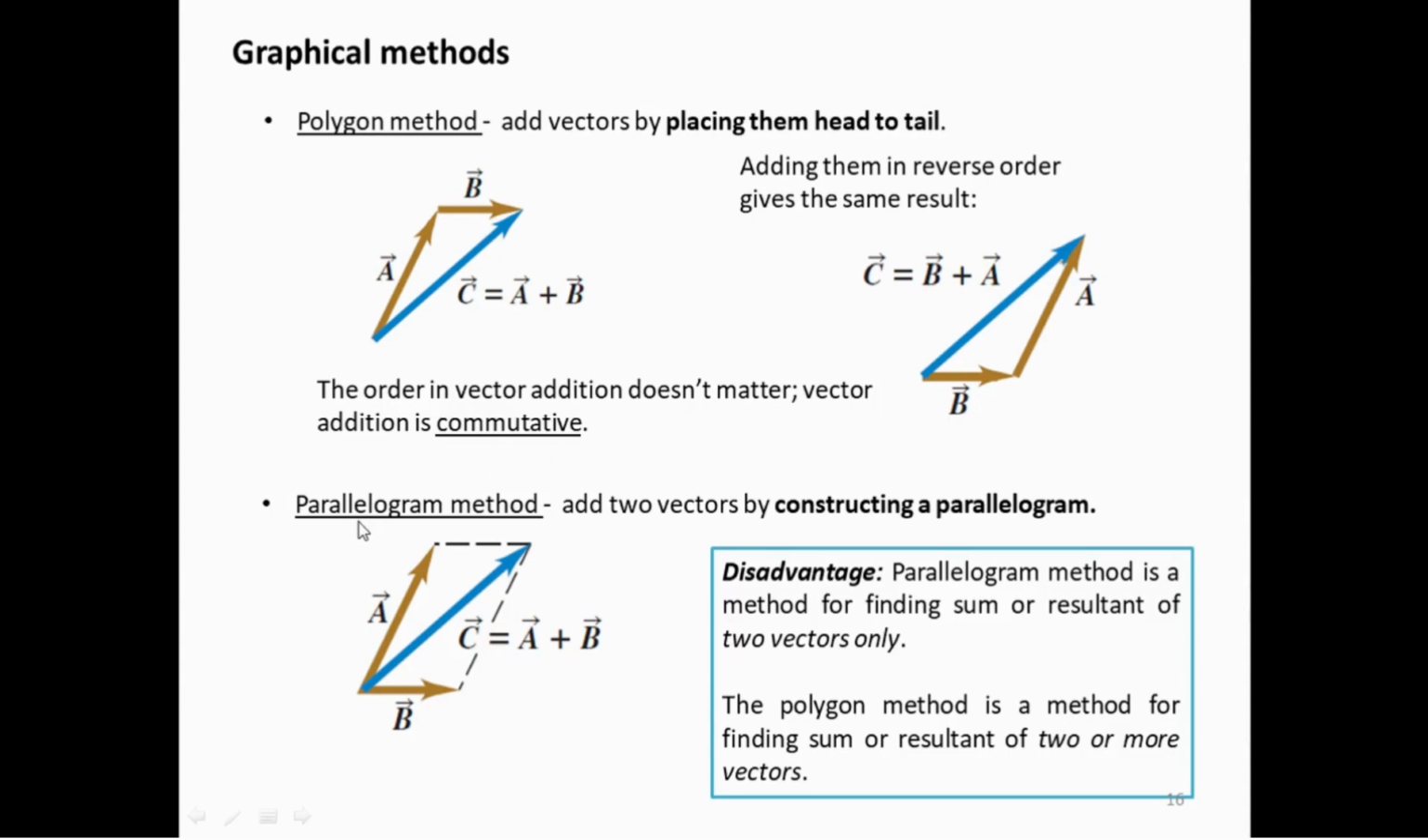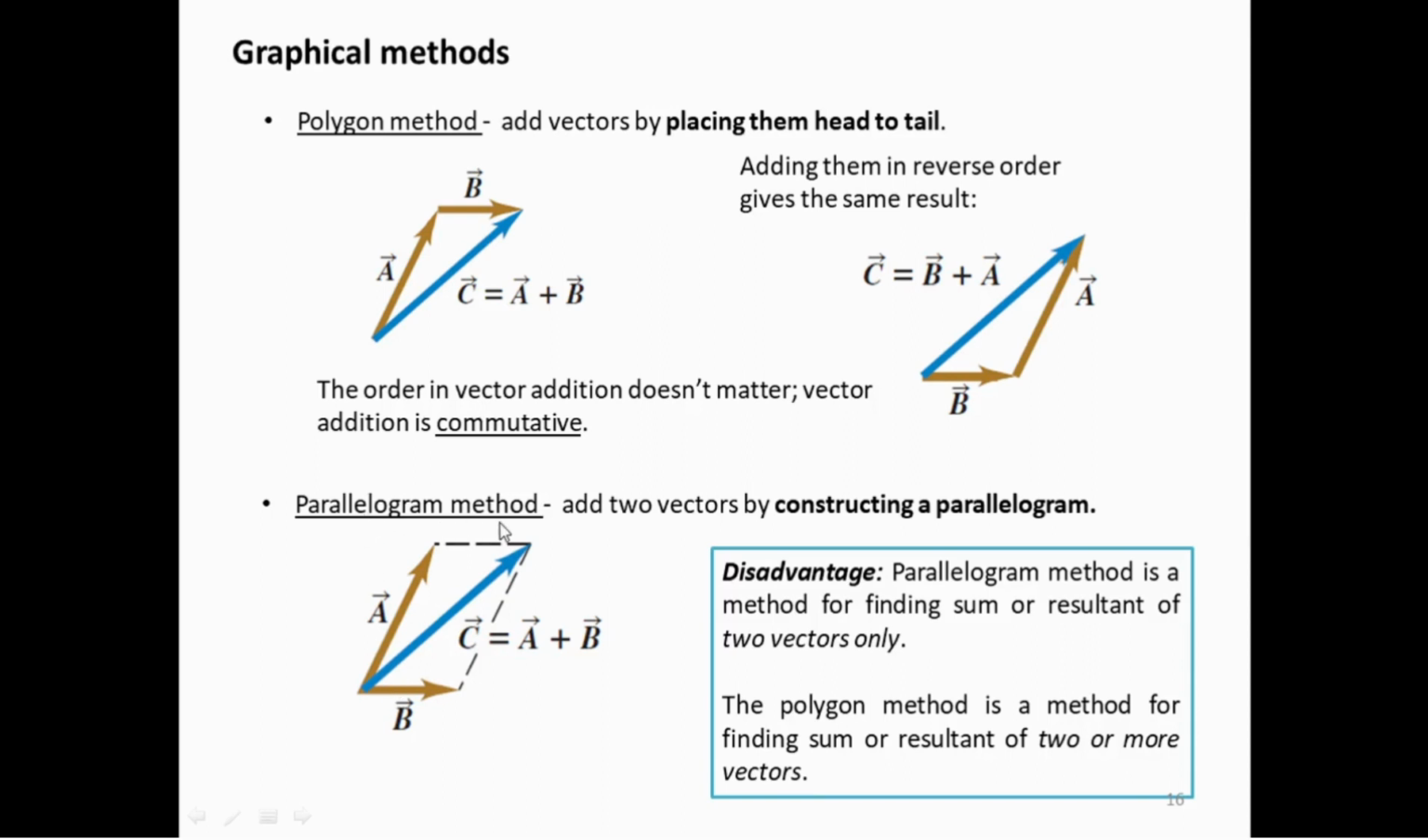How about the parallelogram method? This one is quite different from the polygon method because you add two vectors by constructing a parallelogram. For those who do not know a parallelogram, this is a type of polygon that is composed of four sides. It's like a slanted square, or a square which doesn't have exactly the same angles in all sides. So this angle here is not the same as this angle, but this angle here is the same as the angle here, and this angle here is the same as the angle here.